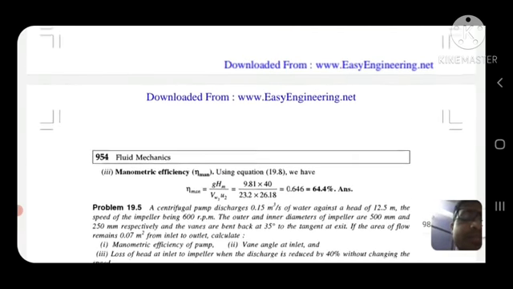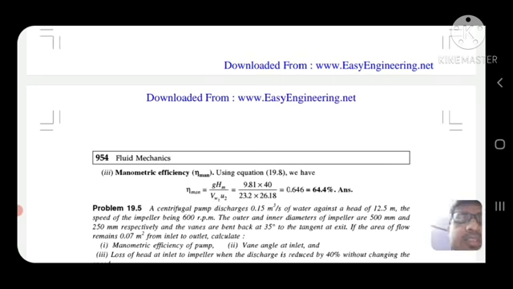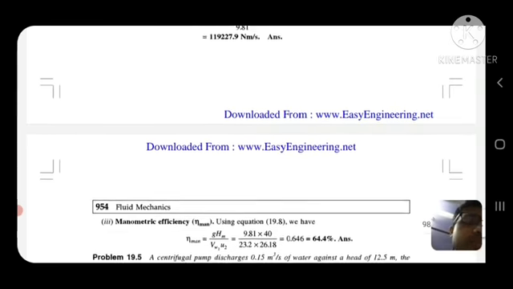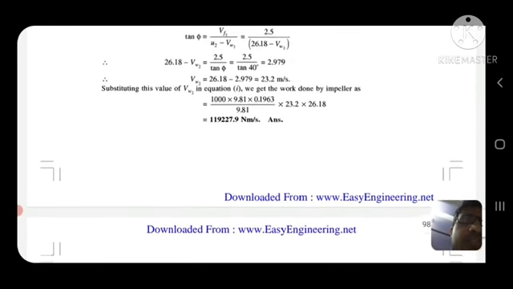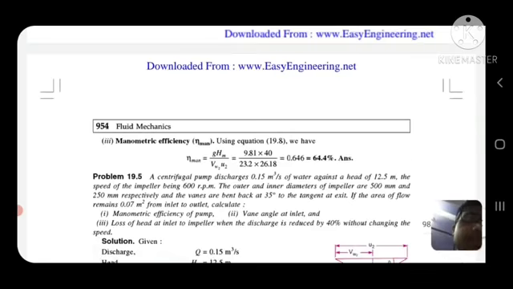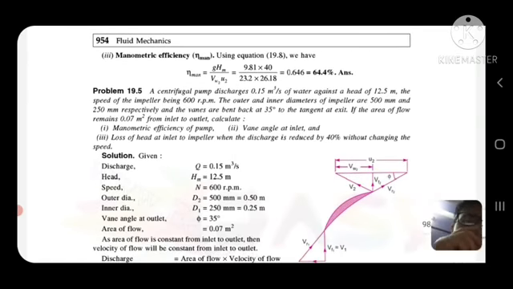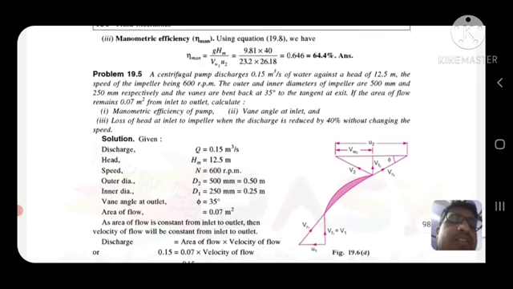Now manometric efficiency. When you calculate the manometric efficiency you have to follow the formula g Hm by Vw2 U2. So 9.81 into 40 divided by 23.2 into 26.18, 0.646, 64.6%. That is the answer.